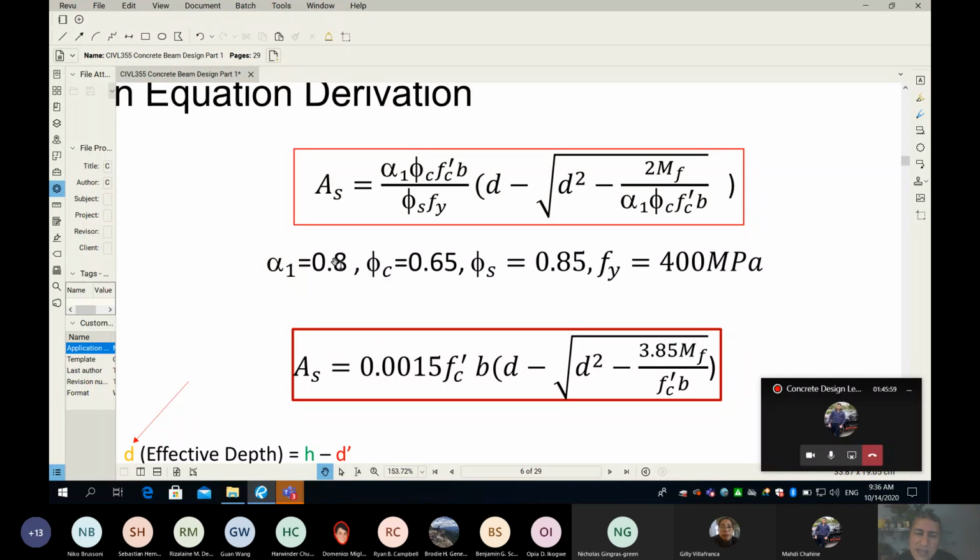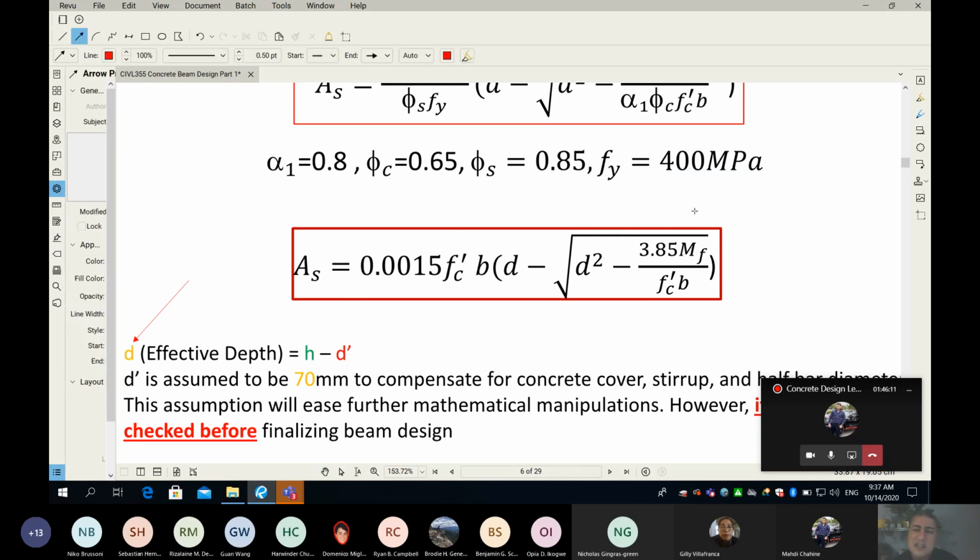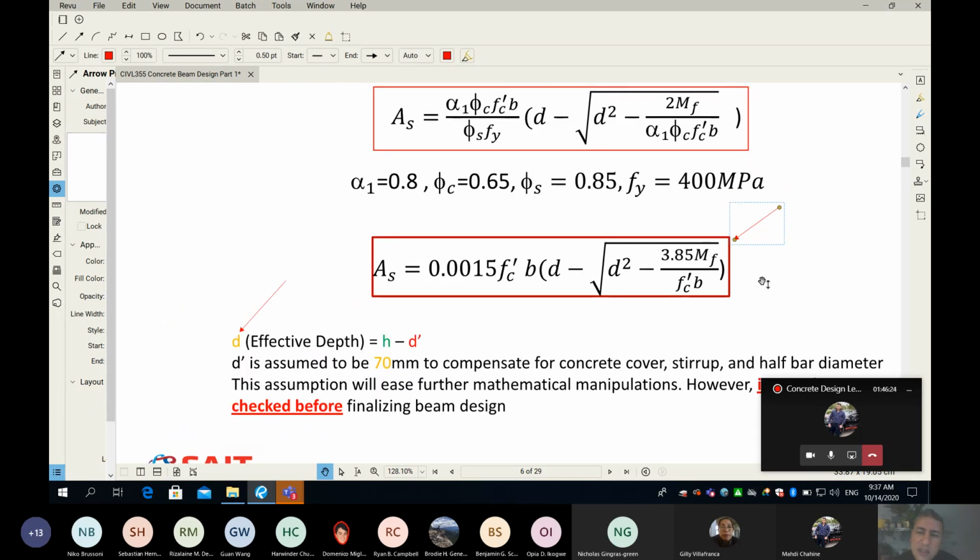So we can replace every alpha 1 by 0.8, every phi c by 0.65, every phi s by 0.85, and f_y by 400, and guess what? We get this very nice, simple equation. This is what I want you to know. Time now to wake up, if you have been sleeping for the last 5 minutes. We've done all the derivation, and you are not required to understand the derivation. You are only required to understand this equation and how we use it.